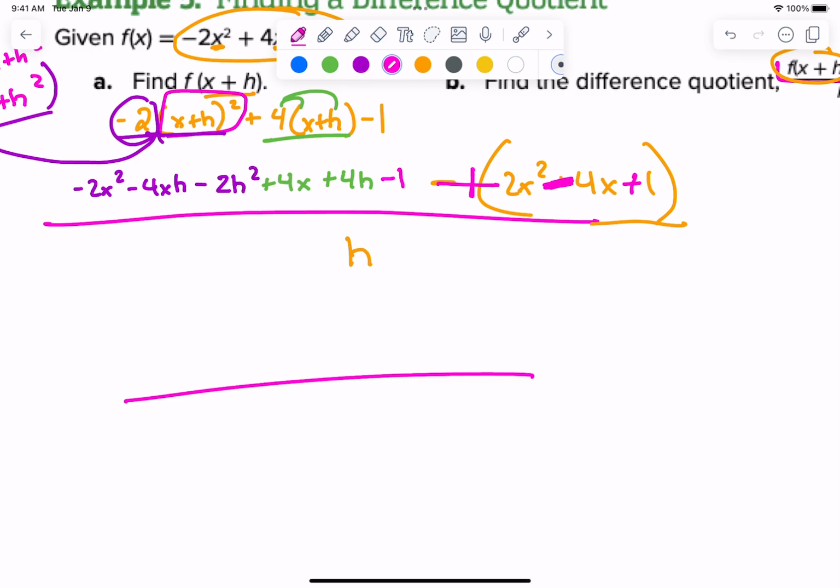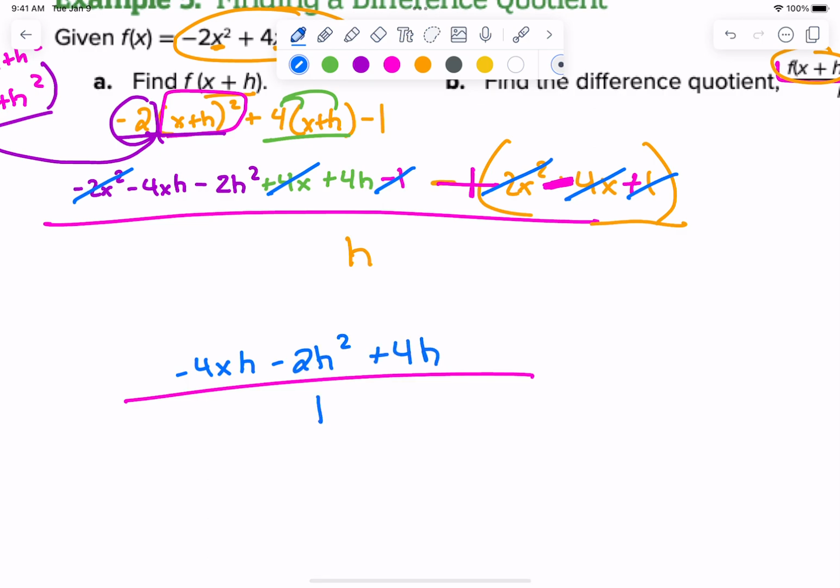Okay? The x squareds cancel. Negative 2x squared plus 2x squared, gone. 4x and minus 4x, gone. Minus 1 plus 1, gone. So on the top I have negative 4xh minus 2h squared plus 4h, all over h.